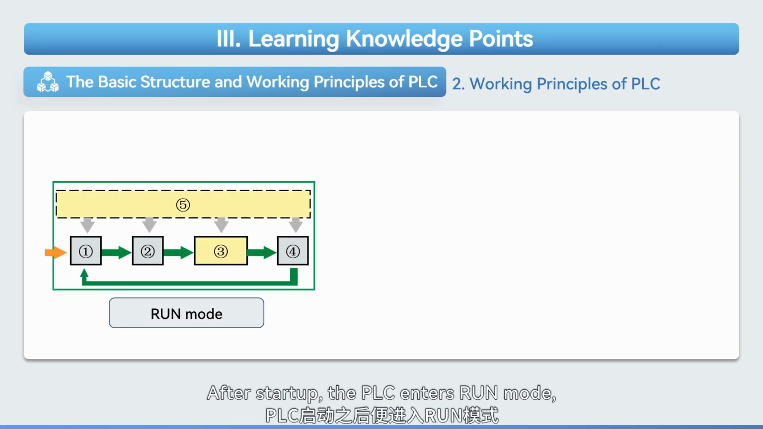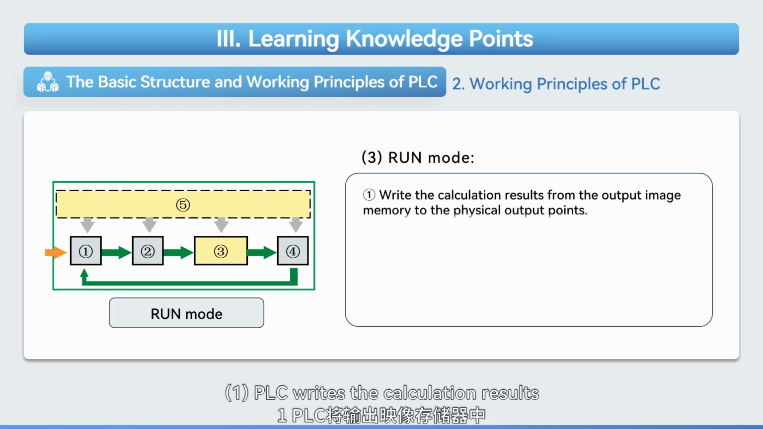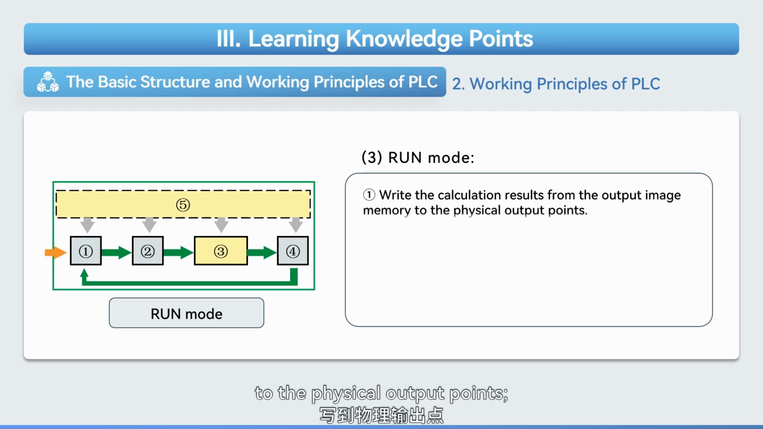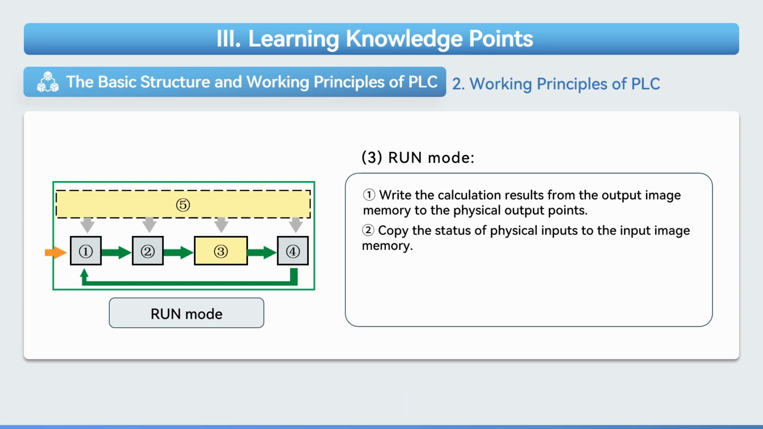After startup, the PLC enters run mode, indicated by a constantly lit green light. The CPU begins to enter the scanning operation state, and each scan goes through the following 5 processes. 1. PLC writes the calculation results from the last cycle stored in the output image memory to the physical output points. 2. Copy the status of physical inputs to the input image memory.